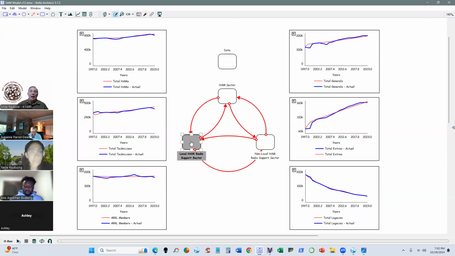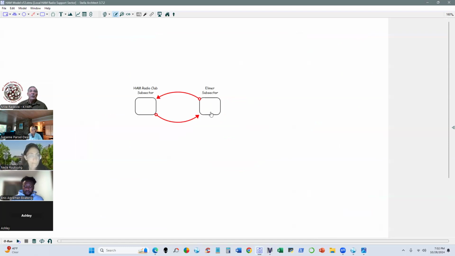So these are like your clubs. I don't even know what I have here. So what I have, the club sector doesn't have anything much in it right now. It's a placeholder. And then I have an Elmer sector.